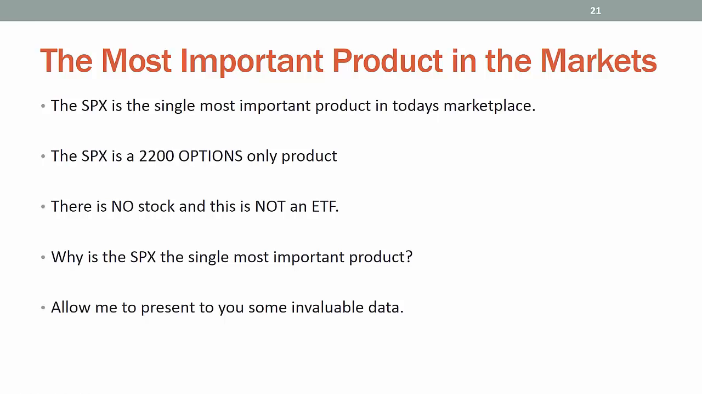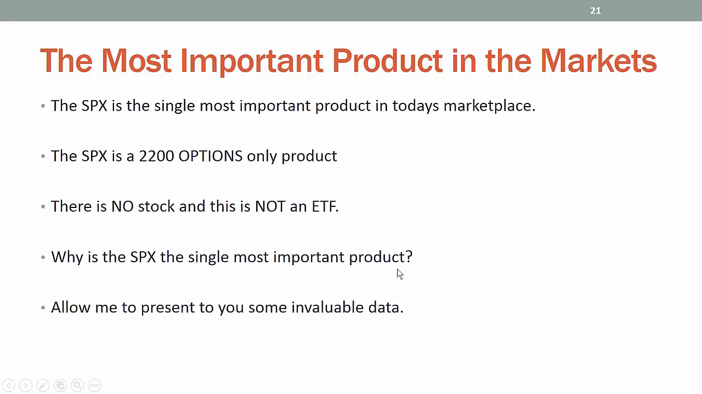Okay? It's not Apple. It's not Google. I am telling you, the SPX option product itself is moving the entire market. And I'm going to show you right now why. The SPX is a $2,200 options-only product. I'm not telling you right now that you have to trade the SPX. I am telling you need to understand why it's moving the marketplace. We started off the night calling this market manipulation, and I want to show you what's manipulating the markets. There is no stock. This is not an ETF.